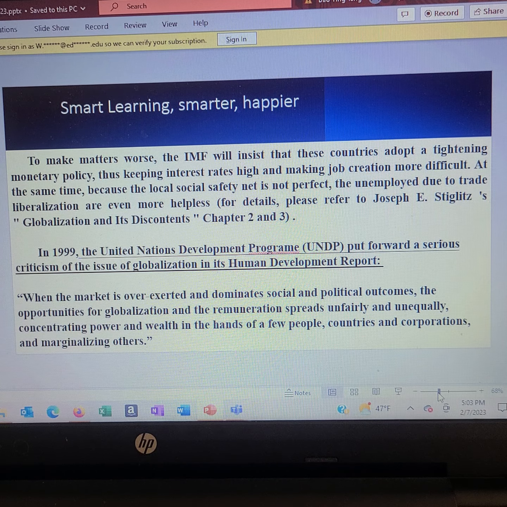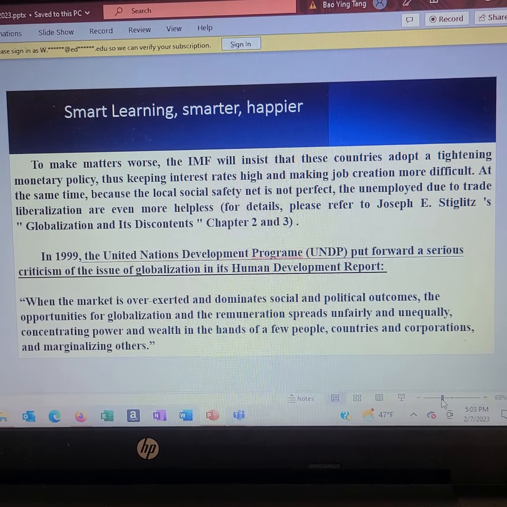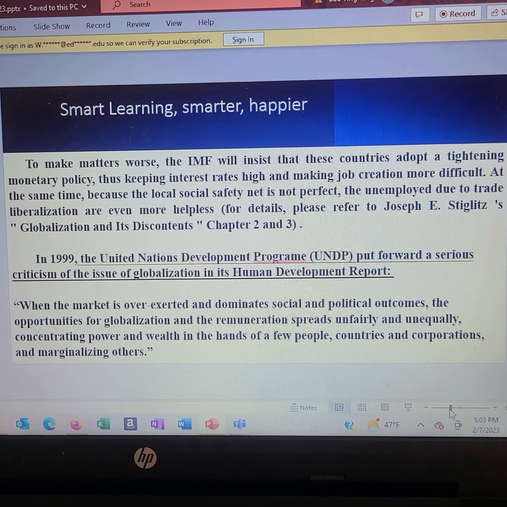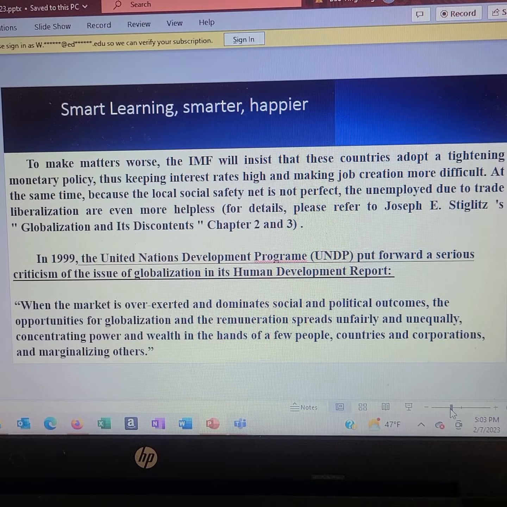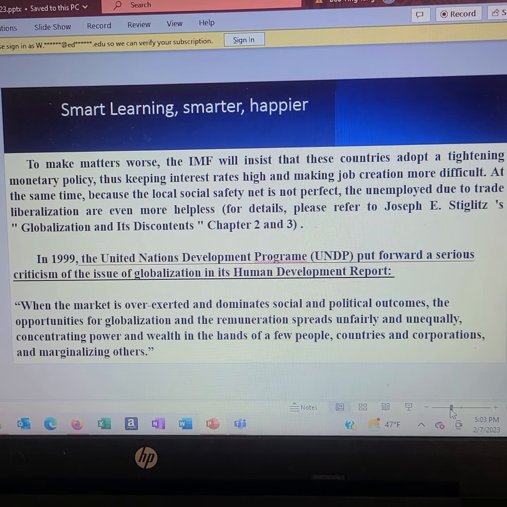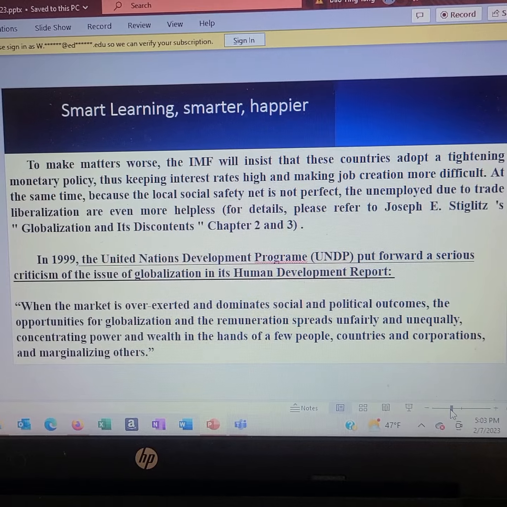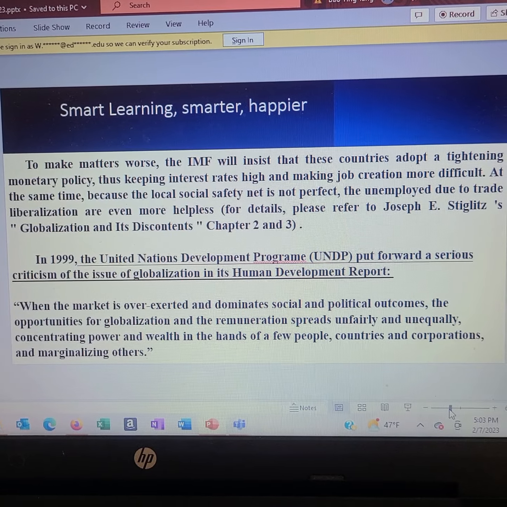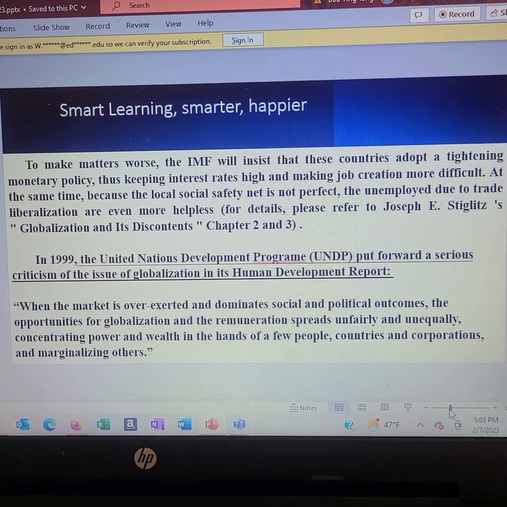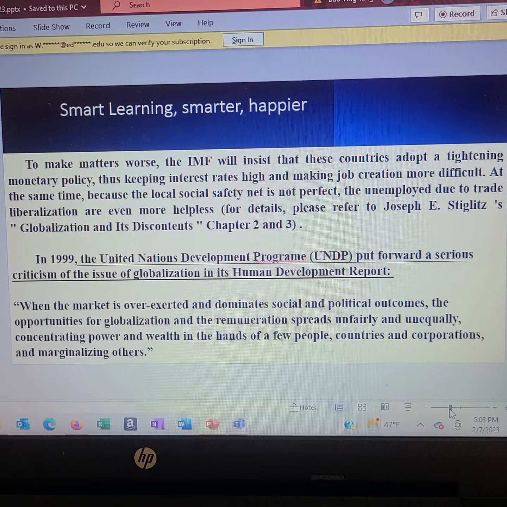In 1999, the United Nations Development Programme put forward a series of criticisms of the issues of globalization in its Human Development Report. When the market is overexerted and dominates social and political outcomes, the opportunities for globalization and the remuneration spread unfairly and unequally, concentrating power and wealth in the hands of a few people, countries, and corporations, and marginalizing others.